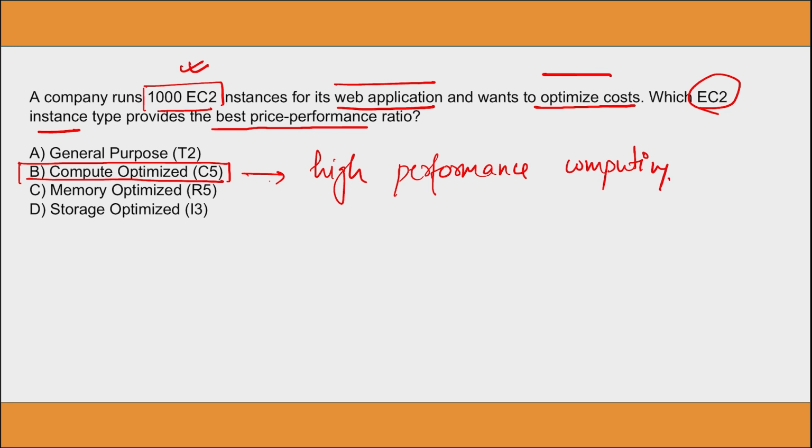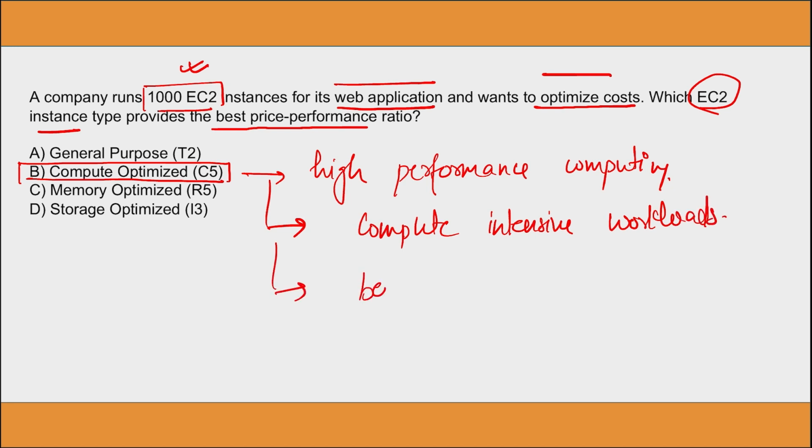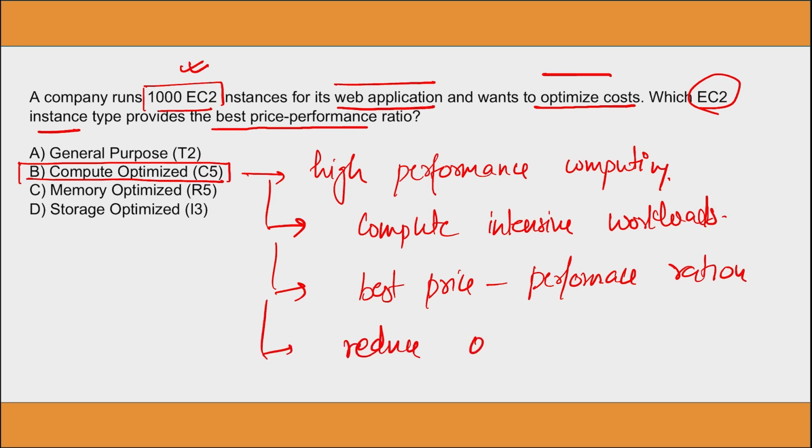Correct. Compute optimized will be the best for compute intensive workloads, right? It will provide us with the best price to performance ratio, right? And also this will reduce our computing cost. This will be scalable and also will provide secure applications, right? So compute optimized will be the best for performance. If you want better performance, compute optimized is the way to go.